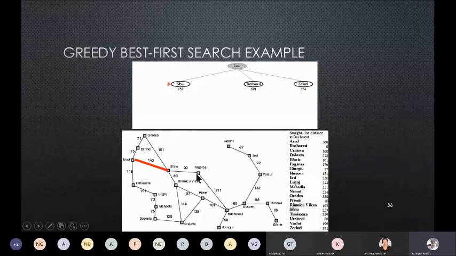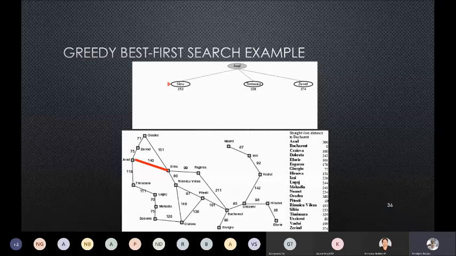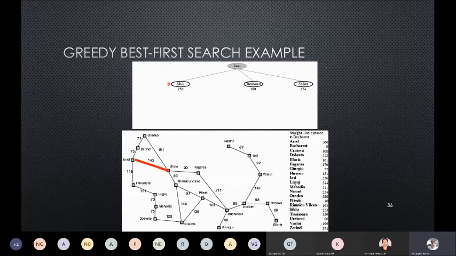From Sibiu, I can go to Fagaras, and another city is this one, Rimnicu Vilcea, something like that. So again, I will look at the right hand side table, and on the top also you can see that I explored three nodes from Arad, the three cities, Sibiu, Timisoara, and Zerind. And I looked at their straight line distance from Bucharest, which is written below the node: 253, 329, and 374. And 253 is the lowest value. So I estimate that if I go to Sibiu, I will be nearest to Bucharest. So I am going to Sibiu.